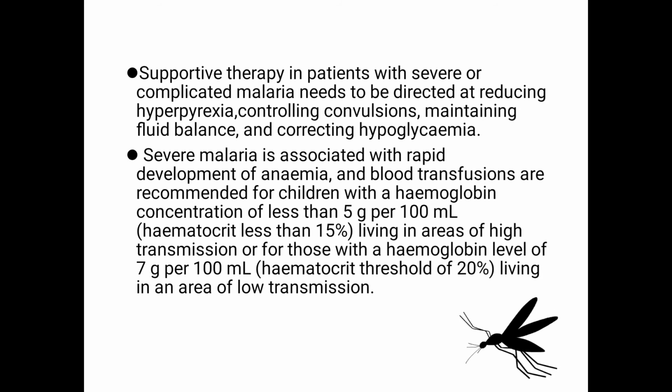So, in case of severe or complicated malaria, we have to provide supportive therapy as well. That should be directed at reducing hyperpyrexia, controlling convulsions, maintaining fluid balance, and correcting hypoglycemia. Mostly, severe malaria is associated with rapid development of anemia, and blood transfusions are recommended for children with a hemoglobin concentration of less than 5 gram per 100 ml living in areas of high transmission, or for those with a hemoglobin level of 7 gram per 100 ml living in an area of low transmission.